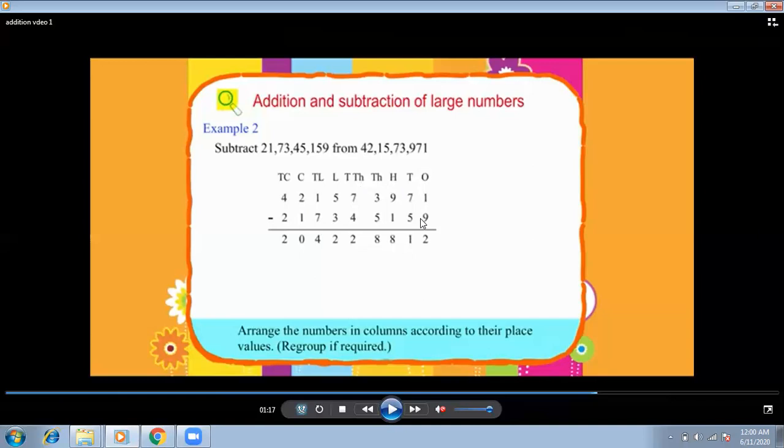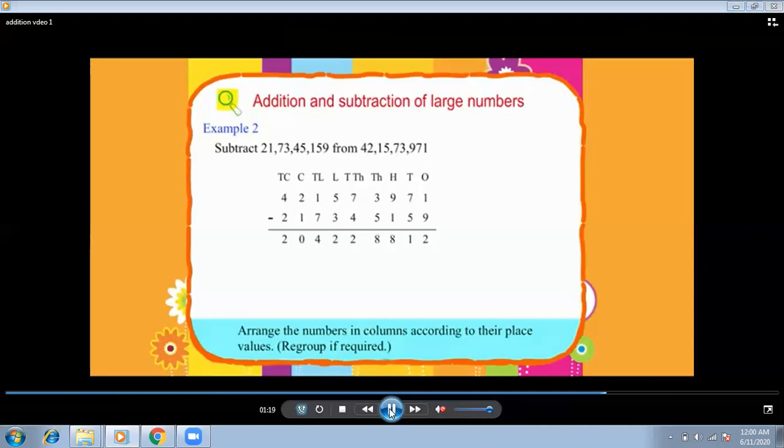So we will add this number and the answer. Means these two numbers we will add, and if we get the minuend in the answer, means after addition our answer should be equal to this minuend. Means our answer should be 42 crore 15 lakh 73,971. If we get the same answer as the minuend after adding these two numbers, it means your answer is correct. But if you do not get the same answer as the minuend, it means your answer is incorrect, and you have to recheck your work to find where you made a mistake.